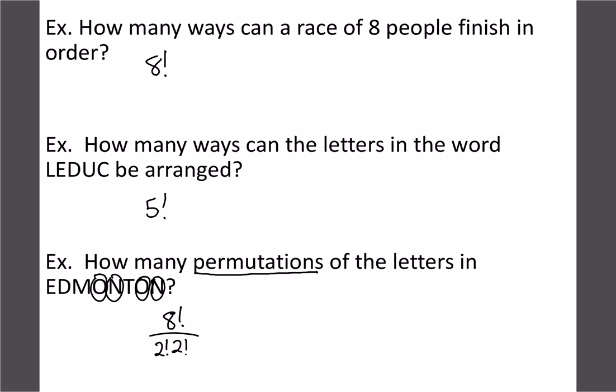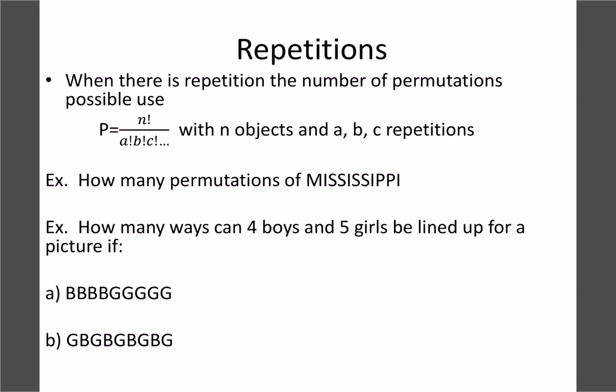And the reason for that is if we have a 3-letter word like Bob, if I flip-flop the B and the B around, that's still the same word. So that's why we have to divide it by 2, because we're going to get double the repetitions with the letters flipped around, but it's still going to give you the same word. So the trick is with repetitions, you want to make sure you divide by those repetitions.